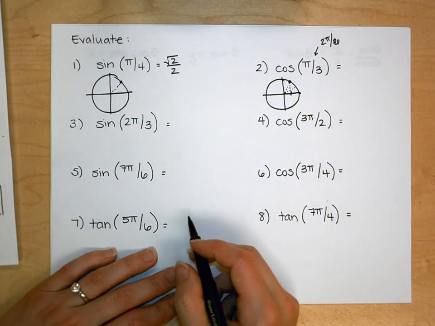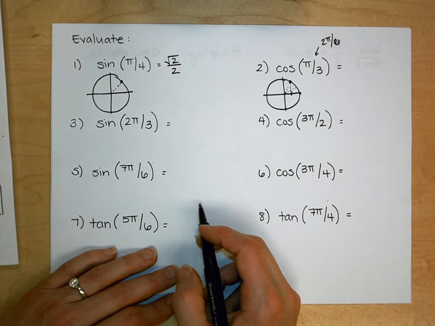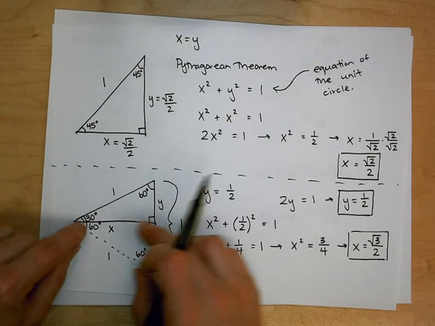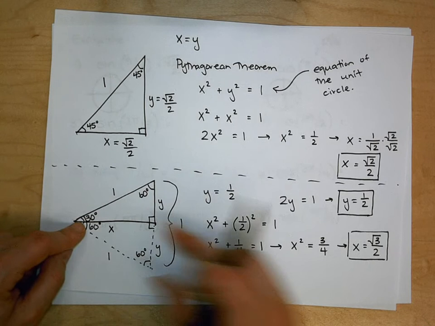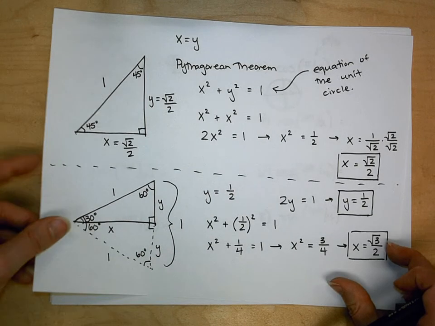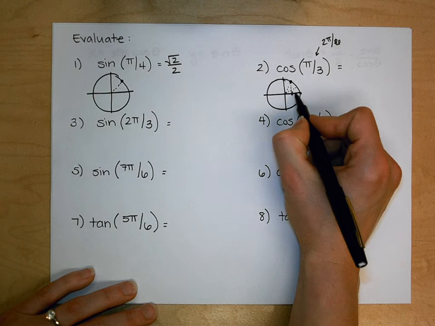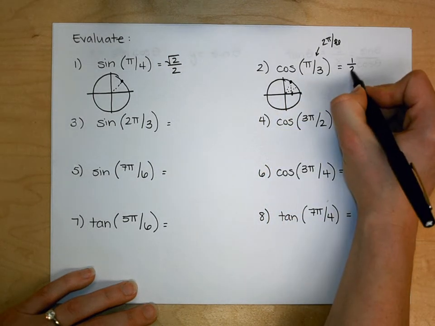I know that it's either 1/2 or root 3 over 2 because pi over 3 corresponds to a 30, 60, 90 triangle, which has only these as possible sides. And I can see visually that it is 1/2. It's exactly halfway in between, so 1/2.